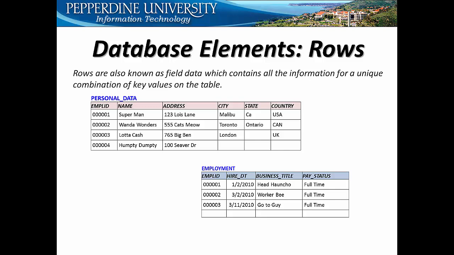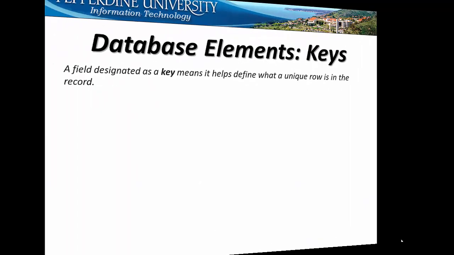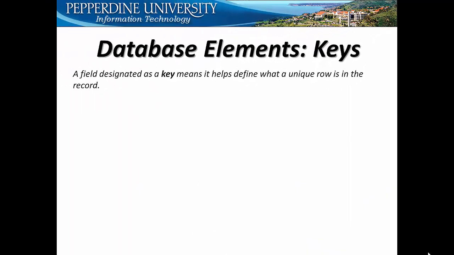As an example, in the personal data table, a row may include the data for these fields: employee ID, name, country, while the business title data would come from the employment table. A field designated as a key means it helps define what a unique row is in the record. The most common key field in PeopleSoft is an employee ID, but it often needs to be combined with other fields such as effective dates or empl records to ensure that all field data or rows are truly unique.